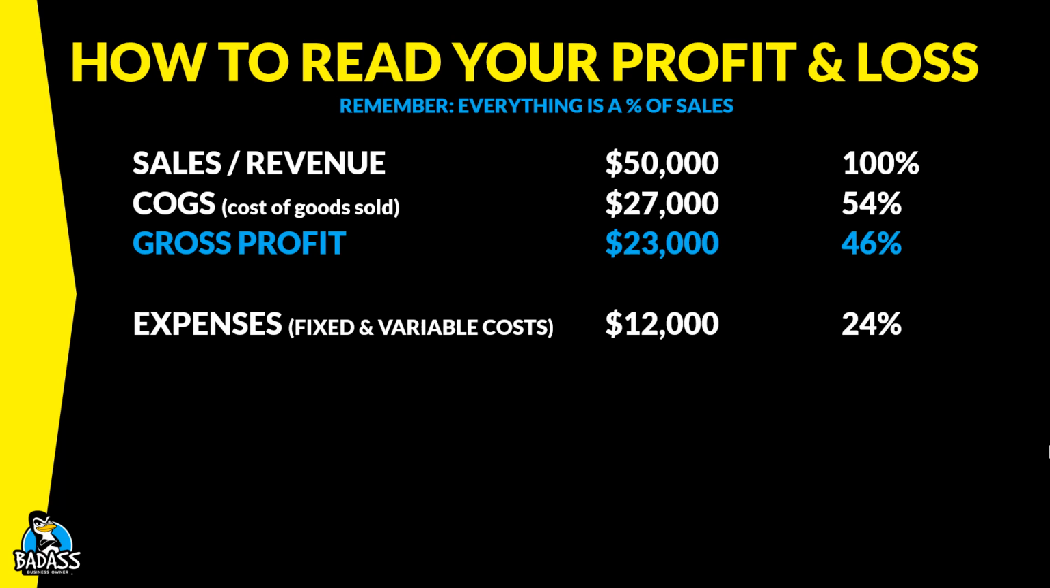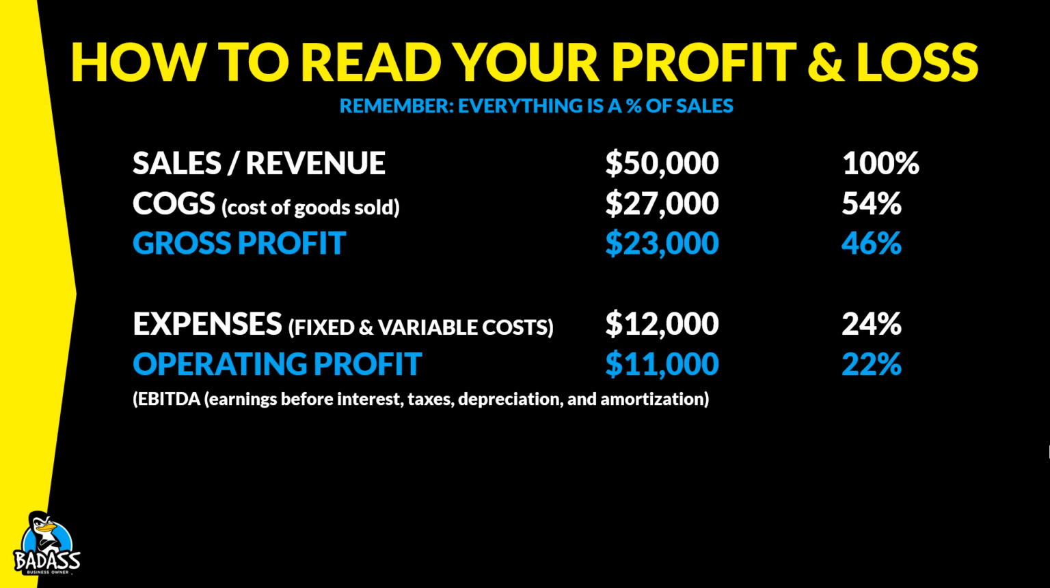The next thing on your profit and loss statement is going to be your expenses. You have some that are fixed, you have some that are variable, and let's just say those come to $12,000, which represent 24%. So basically, we're going to take an additional 24% off of that 100%, which then gives us what our operating profit is. So when we take the $12,000 away from the $23,000, you'll see that we're left with $11,000. So now we're down to 22 cents remains as profit.